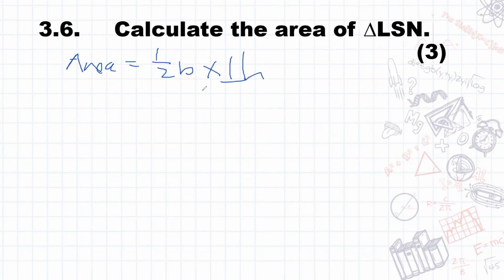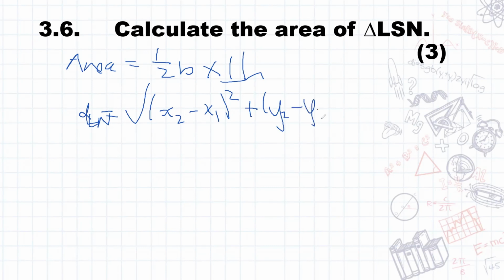We've already found the length of SL, so we only need to find the length of LN. The first thing we need to do is find the base, LN. So let me just mark this LN. It's the square root of x2 minus x1 squared plus y2 minus y1 squared. It's always good to write down your formula, as it helps with substitution and checking back.